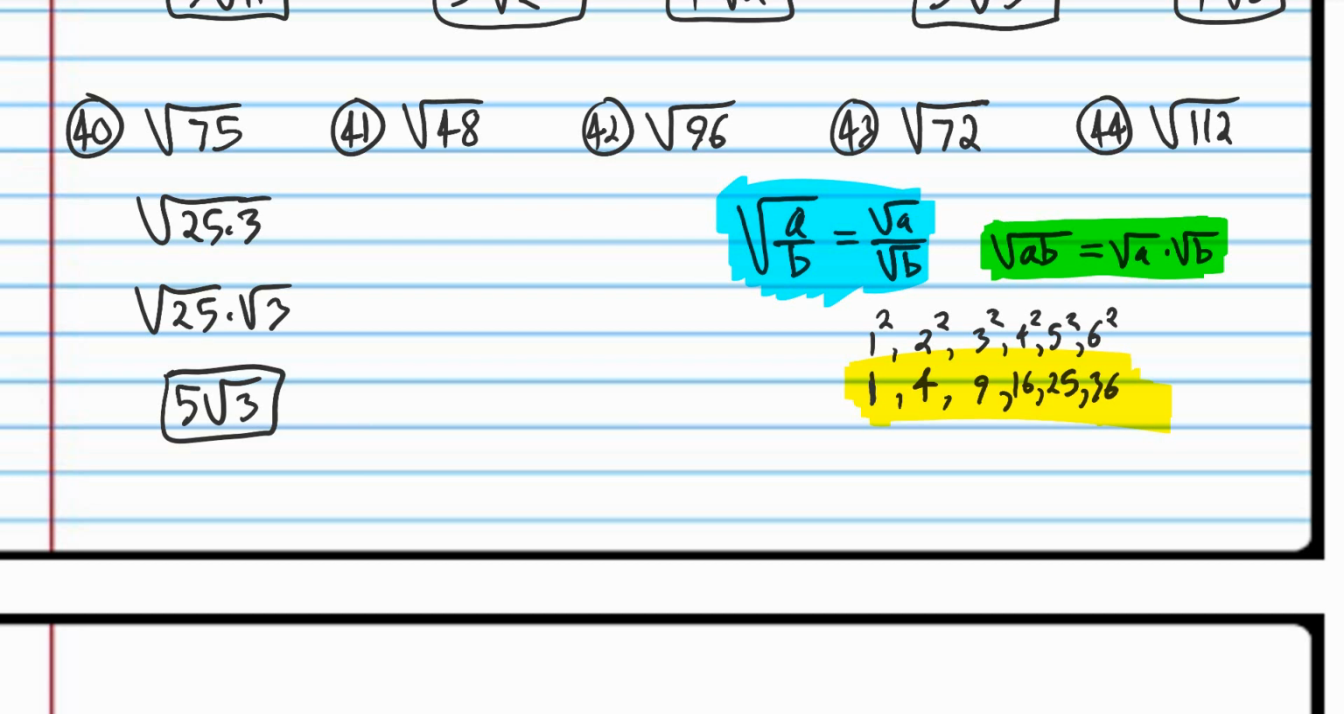All right, we're back. So if I do 6 times 8, that's 48.